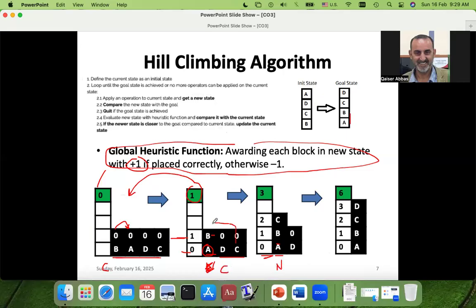In the new state, you will move this C onto B, like that. Here the value for A, due to the grounded block, is 0. B has the value 1 previously. C is in a proper position on top of 2 blocks. So that's what a proper position is. Award each block in a new state with +1. So we assign values according to the previous ones.